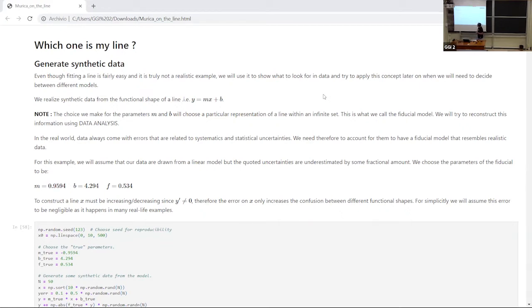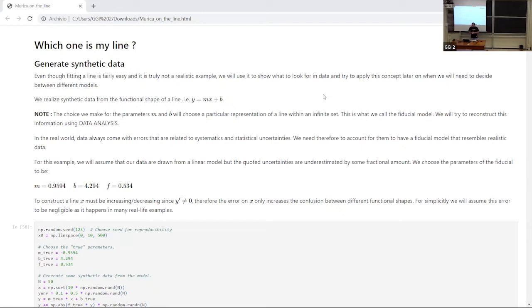To do so, however, we cannot just put two values of m and b and parameterize the line, because real data comes with error. So we also need to include errors in this situation. And for the time being, for reasons that will be understood a bit later in the lecture, we will create this data but assume that the uncertainties that are coded for the data are lower than what the real uncertainties are. The errors are lower by a fractional uncertainty that we know, and we want to reconstruct all the information that we include in the data by using data analysis.